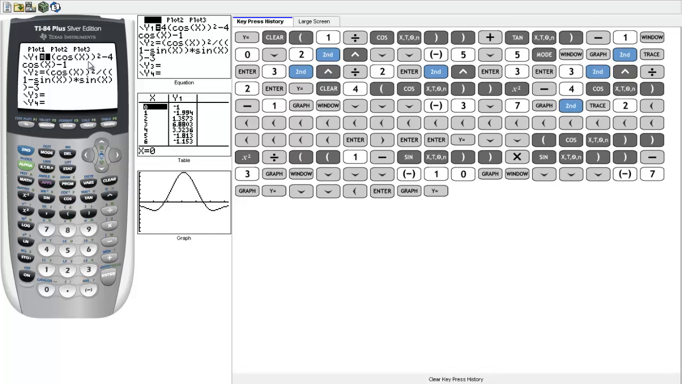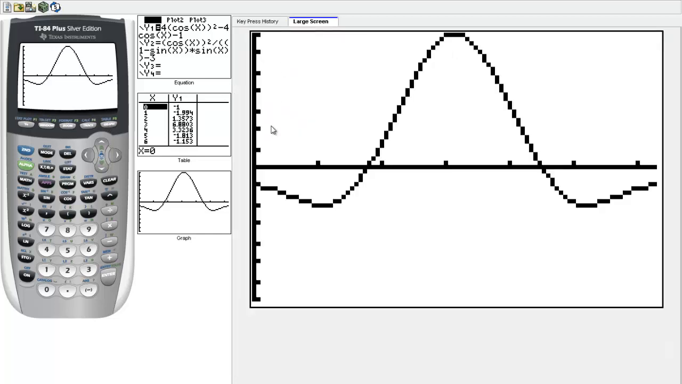And now the key is to make sure you're careful with your parentheses. So here in y1 I've put in cosine of x quantity squared, so I'm squaring the cosine function, minus cosine x minus 1. If you set your window to go from 0 to 2 pi, and remember that's what I'm asked to solve on, make your y min and y max negative 7 and 7, you'll get a graph that looks like that. Okay, let me put on a large screen.